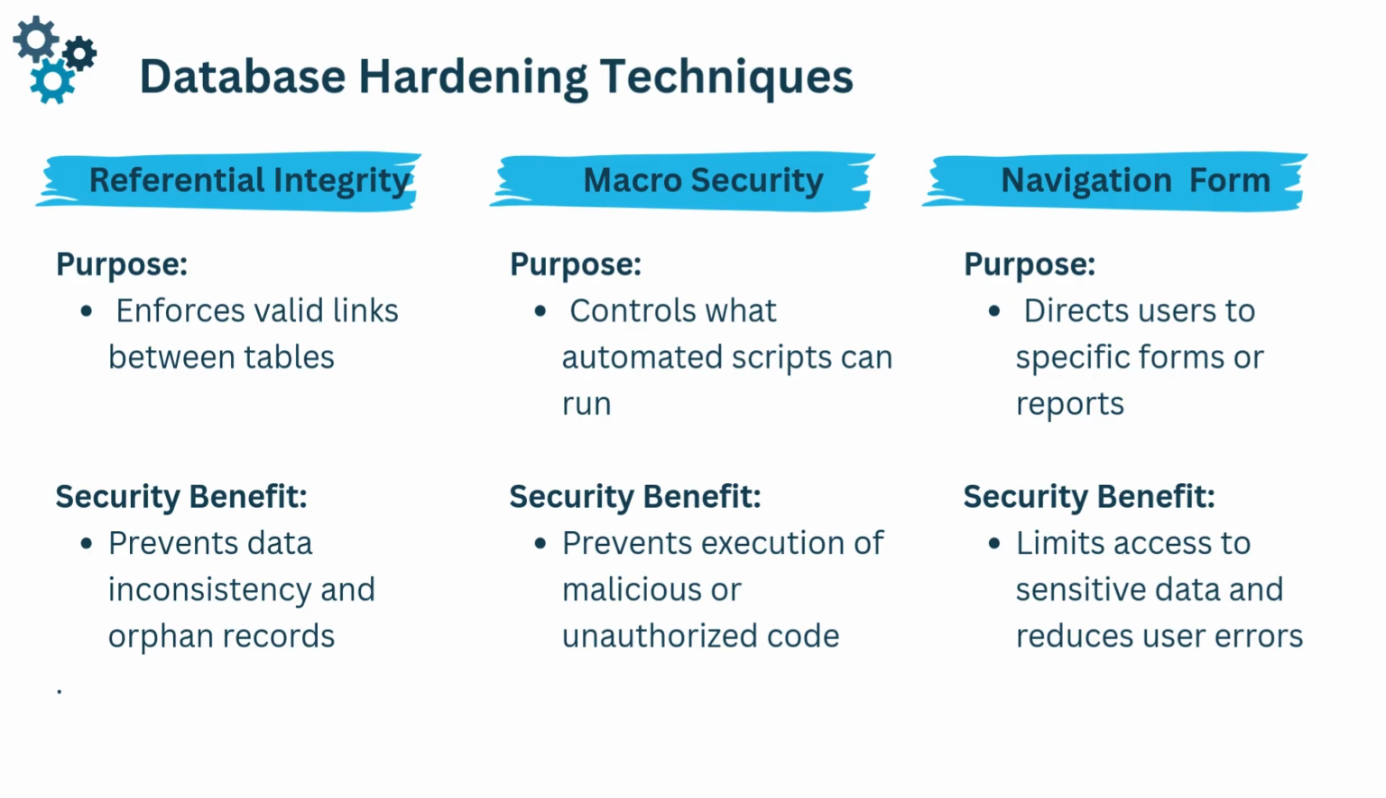Here's a quick summary of the database hardening techniques we've talked about. First, referential integrity enforces consistent links between tables, which prevents data from getting messy. Macro security controls which scripts can run, keeping bad actors from slipping malicious code into your database. Navigation forms guide users to safe places, limiting access to sensitive data and reducing the risk of errors. Each of these techniques plays a big role in making your database more secure and easier to manage.